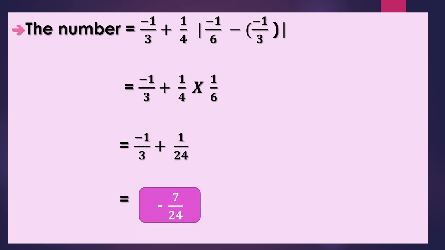So the number lying 1/4 of the way between those two numbers from the side of the smaller will equal negative 7 over 24.